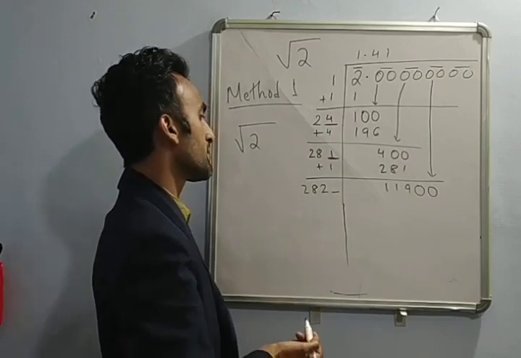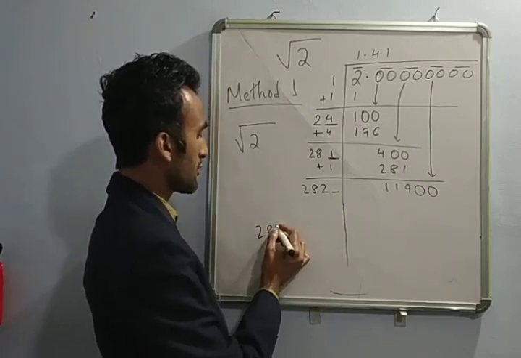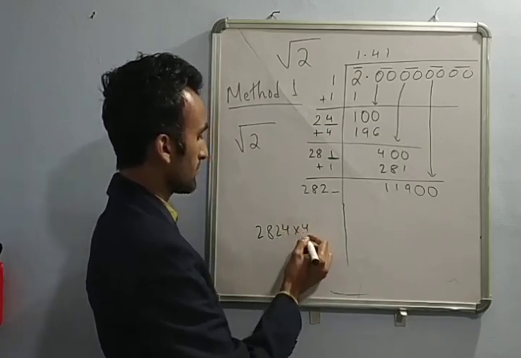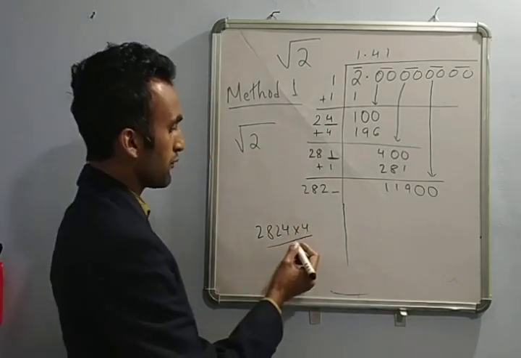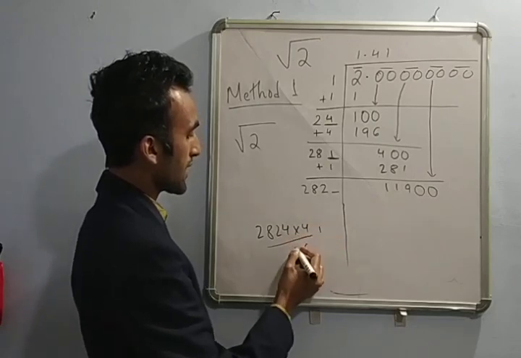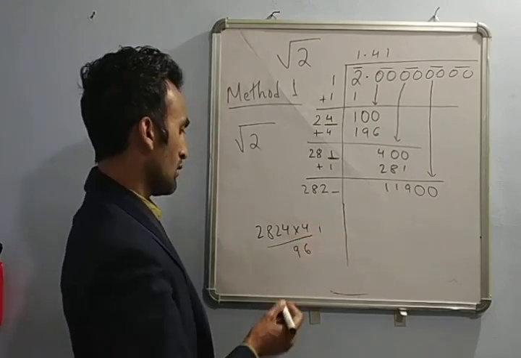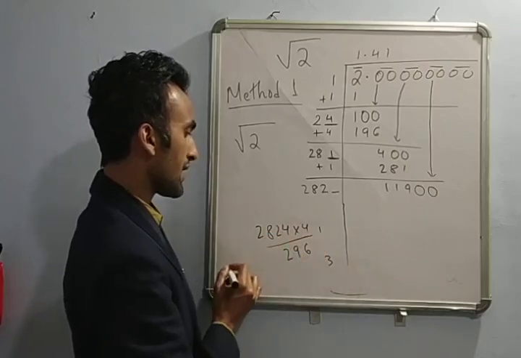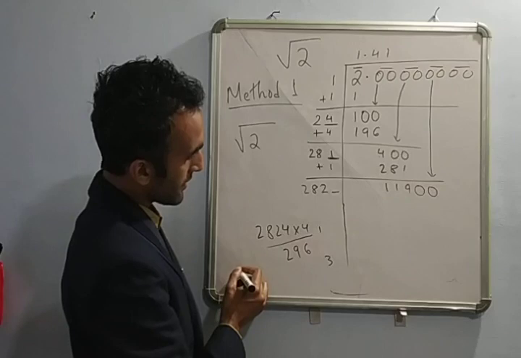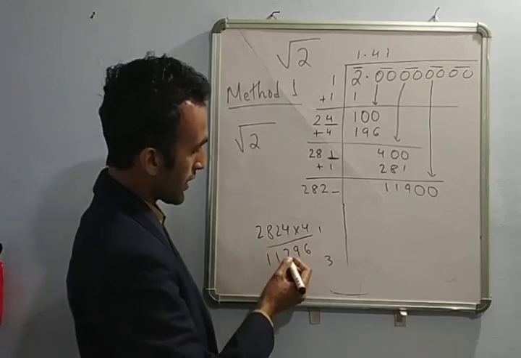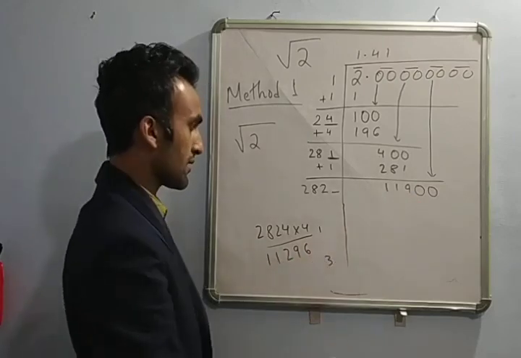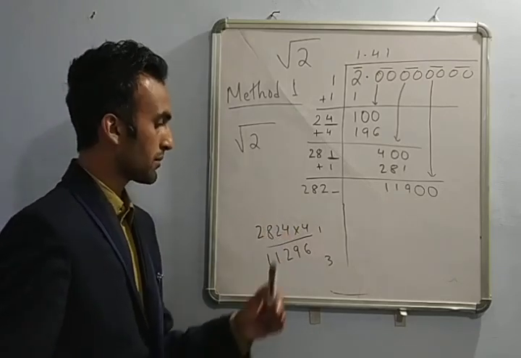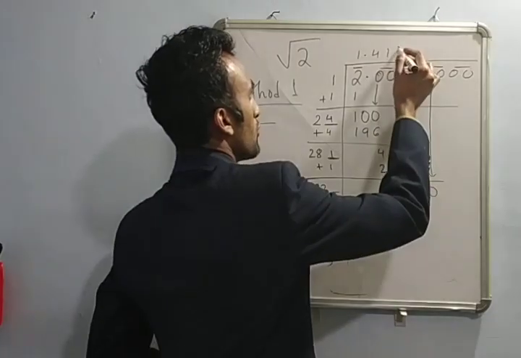Let's see which one is the perfect one. 2, 8, 2. How many times can I write? 4 into 4, how much? Let's see. 4 4s are 16, 1 remainder, 4 2s are 8, 9. 4 8s are 32, 2, 3. 4 2s are 8 plus 3 is 11. 11296, 11900. I think this will be perfect. 5 5s will be too big. If I put here 5, it will be too big. So let me put here 4 only.